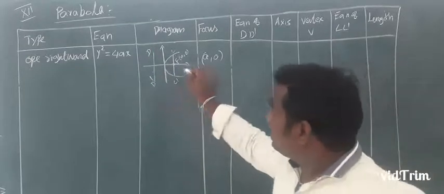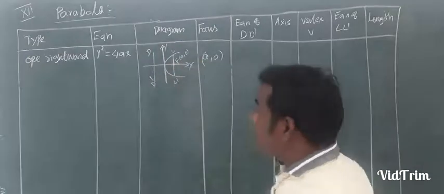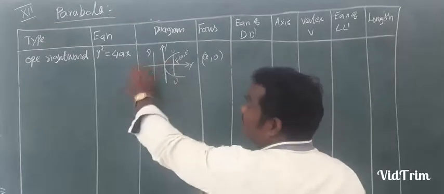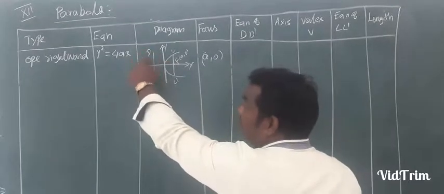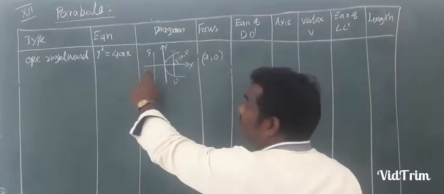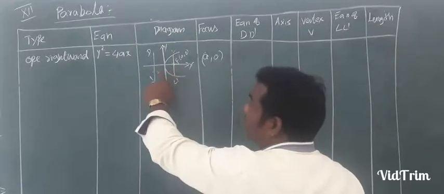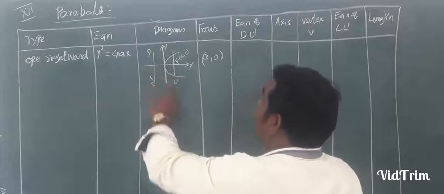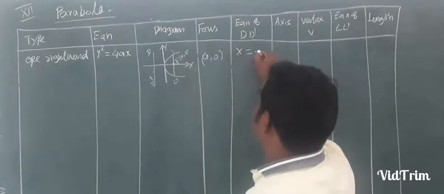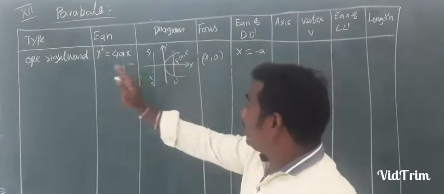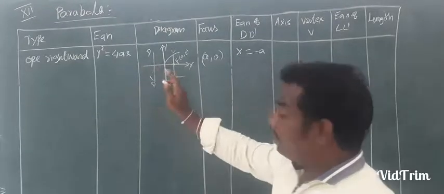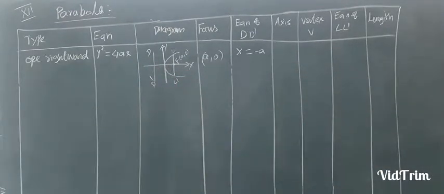Here on the x-axis and y-axis, the directrix is drawn in the second quadrant and the third quadrant. If this is x equals a, then this is x equals minus a, because if you go to the left-hand side, the value will have a minus symbol.